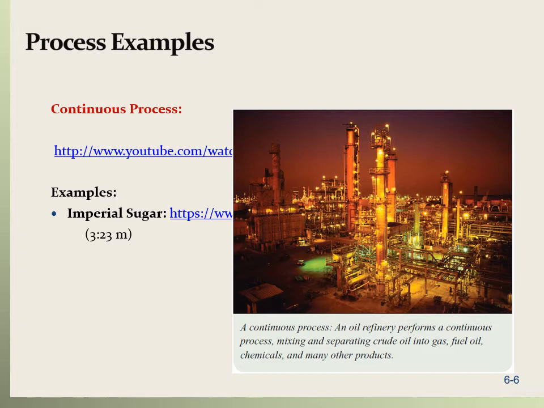So here, if you follow the link provided, there are two clips. One is just the description of the continuous process with its characteristics, and the other one is an example of the continuous process that is used in Imperial sugar refinery. The picture provided is a continuous process that shows an oil refinery performance, mixing and separating crude oil into gas, fuel oil, chemicals, and many other ingredients of the oil.